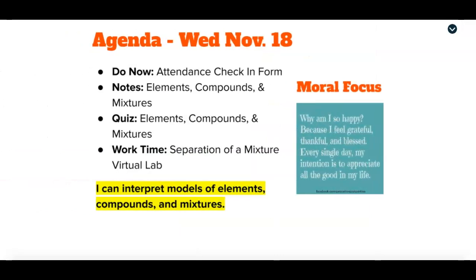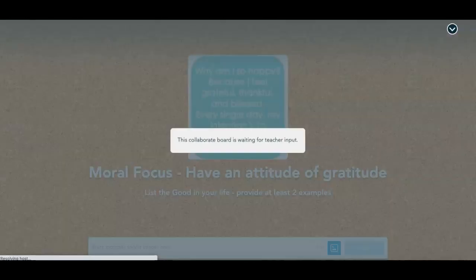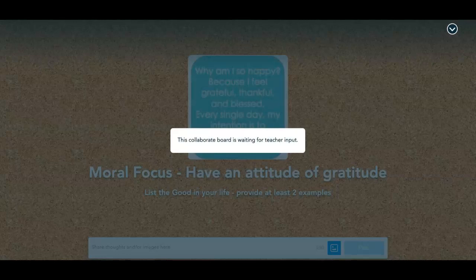So quickly, our moral focus quote. Why am I so happy? Because I feel grateful, thankful, and blessed. Every single day, my intention is to appreciate all the good in my life. So what I would like you guys to do is you're going to have the opportunity to share the good in your life. So please make a reflection. What are some things that are good about your life? And I know that you can come up with at least two things.